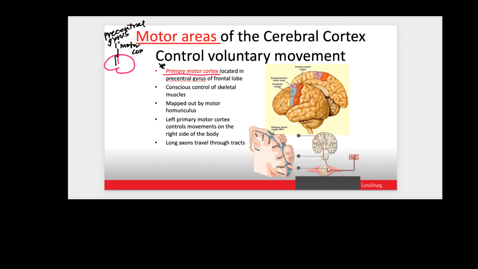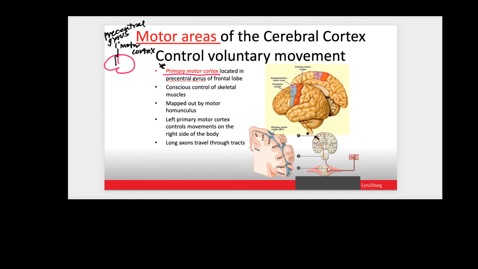Now, that specific area is very important because it serves as our primary motor cortex, okay? And this is basically where we have conscious control of skeletal muscles. So when you tell your muscles to move, this is where it comes from. That signal is originating here, from cell bodies located in the outer cortex of the cerebral hemisphere.